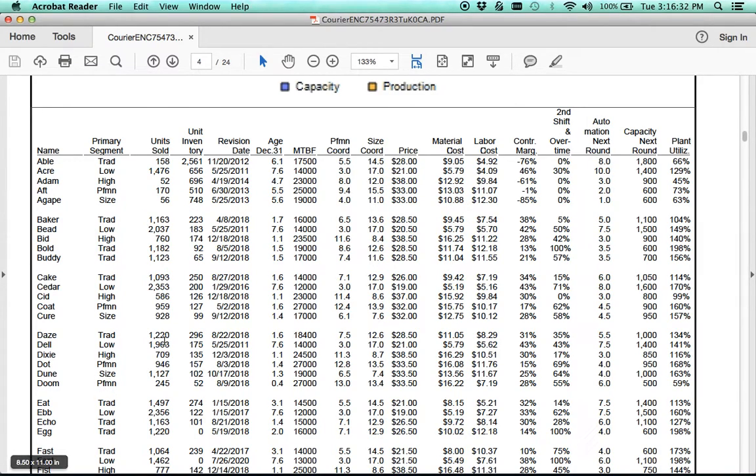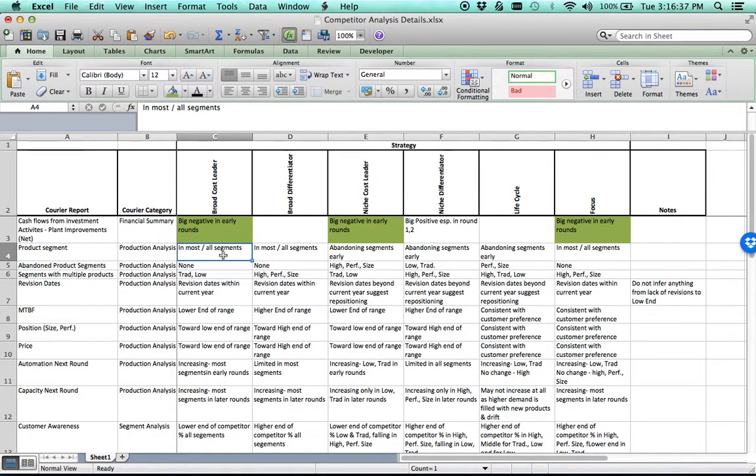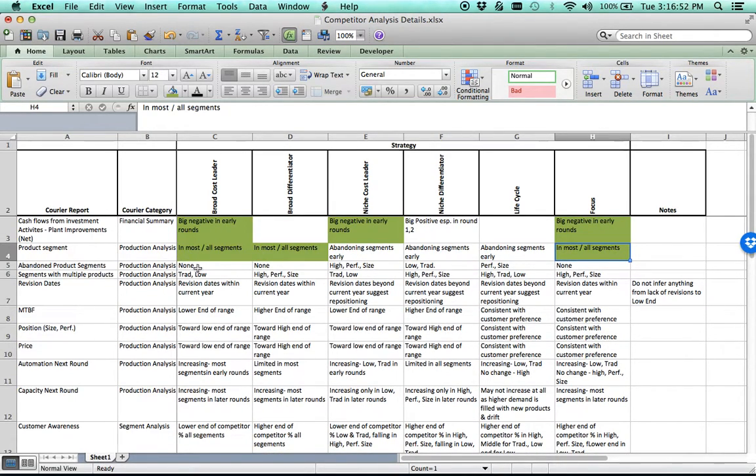It looks from that like they are represented in all of the segments, but that they've got more than one product in one of them. And so if we go back and look over here, we'd say, in most or all segments. Don't see them abandoning segments here. So they might be any of these three. So next we're going to go to abandoning. And again, they've abandoned none. That's just to give you a little bit more of where they might go if they're going to be one of these other things.